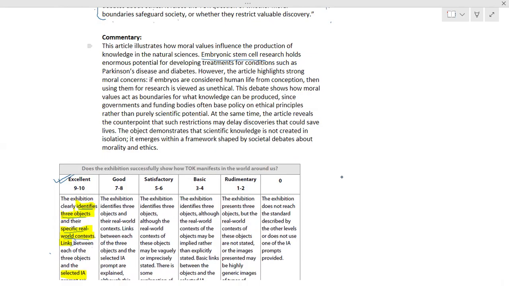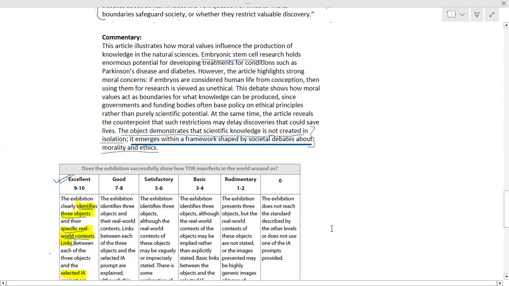The article reveals the counterpoint that such restrictions may delay discoveries that will save lives. The object demonstrates that scientific knowledge is not created in isolation. Now, when you look at this sentence, the object demonstrates that scientific knowledge is not created in isolation. It emerges within a framework shaped by societal debates about morality and ethics. So this is your connection to the prompt that you have selected earlier.